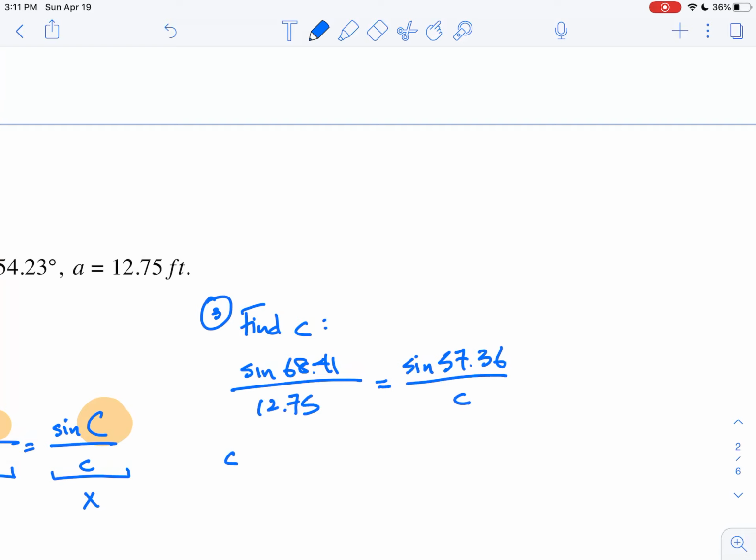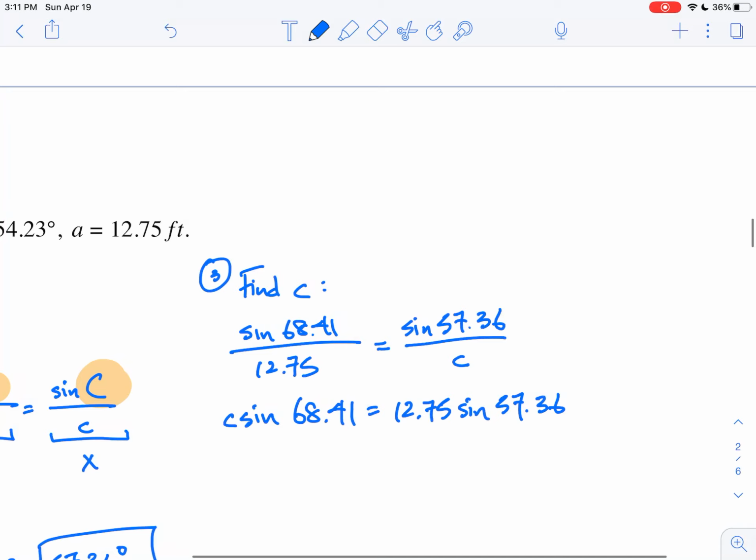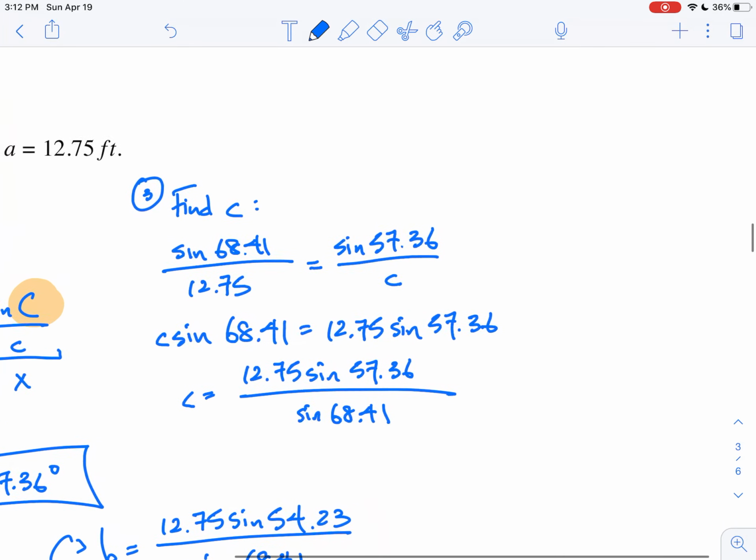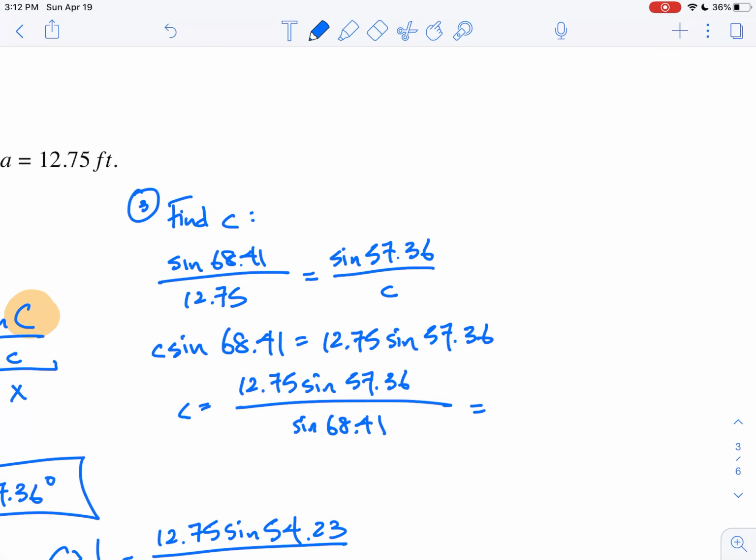So cross multiply. c sine 68.41 equals 12.75 sine of 57.36. Divide. So c equals 12.75 sine of 57.36 over sine of 68.41. Let's get that into the calculator, see what it gets us.